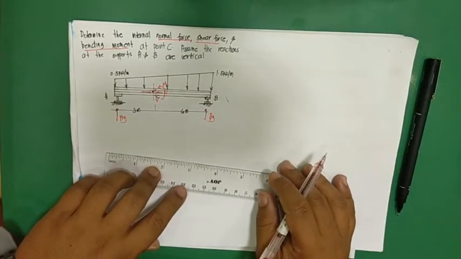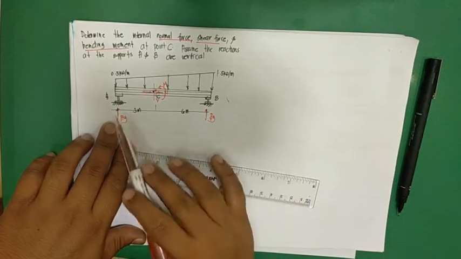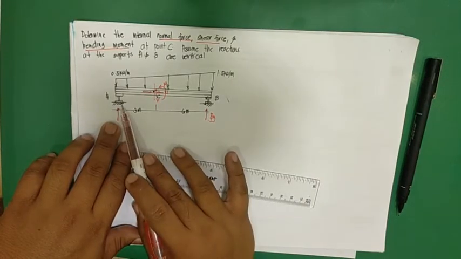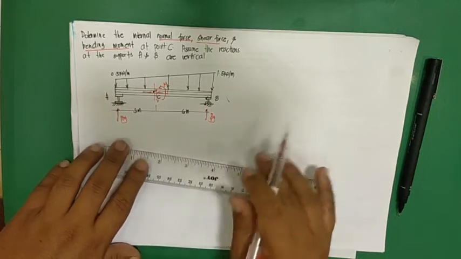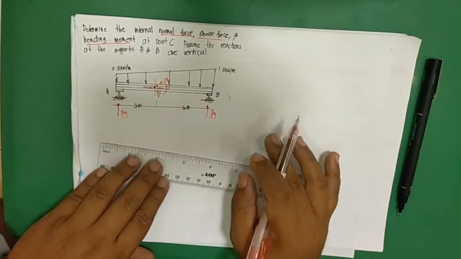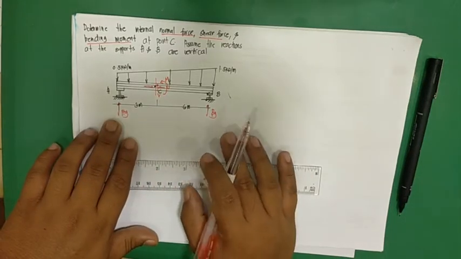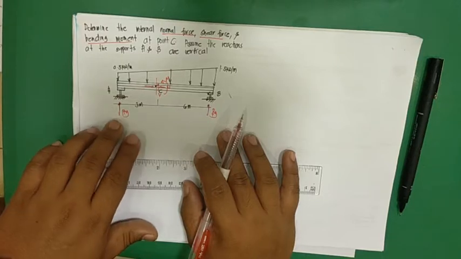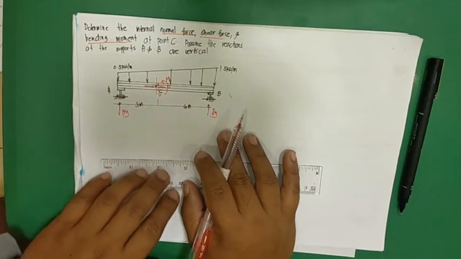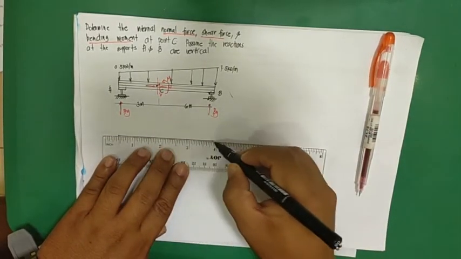Then, what else? So what we can conclude here is there is no normal force at point A and point B, only the vertical forces. So before we proceed with this one, we should determine first the reactions A and B before we can proceed with determining the normal force, the shear force, and the moment at point C. Okay, so we will draw the free body diagram.